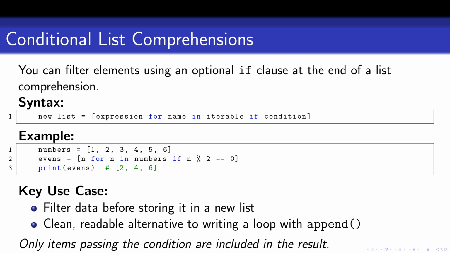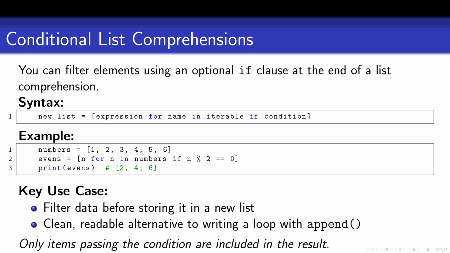Python also supports conditional list comprehensions, allowing you to include an if clause at the end to filter which items are added to the new list. This is useful when you want to build a list from another list, but only include elements that meet a certain condition. For example, n for n in numbers if n % 2 == 0 gives you a list of even numbers. This is much cleaner than writing a full loop with an if statement and a call to append.